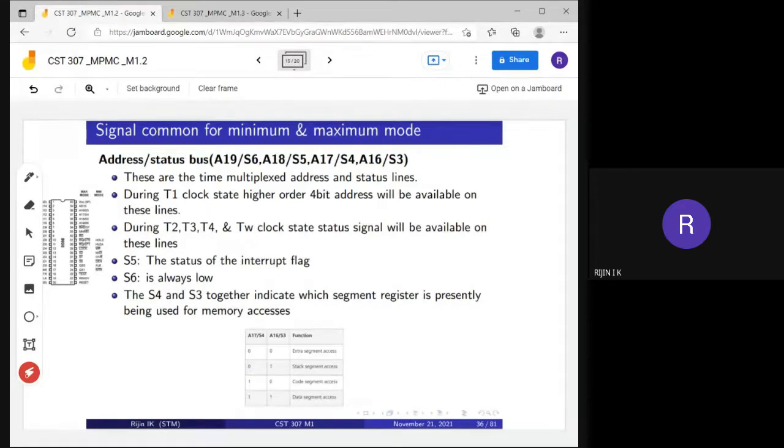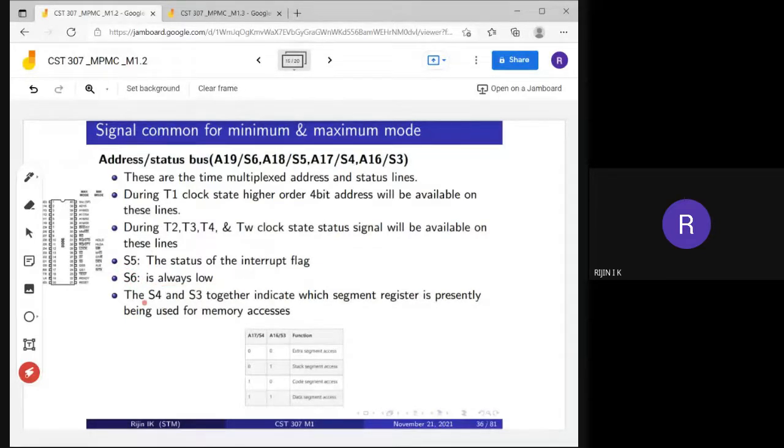Here, the S5 status signal is the status of the interrupt flag. S5 indicates the status of the interrupt flag. And S6 is always low. Sometimes, if S6 is equal to 1, it means the control of the internal bus will be transferred to an external bus master. So just remember that the S6 status signal is always low.